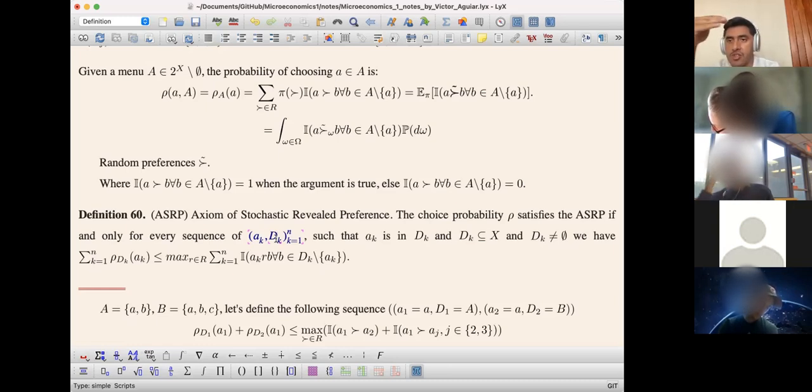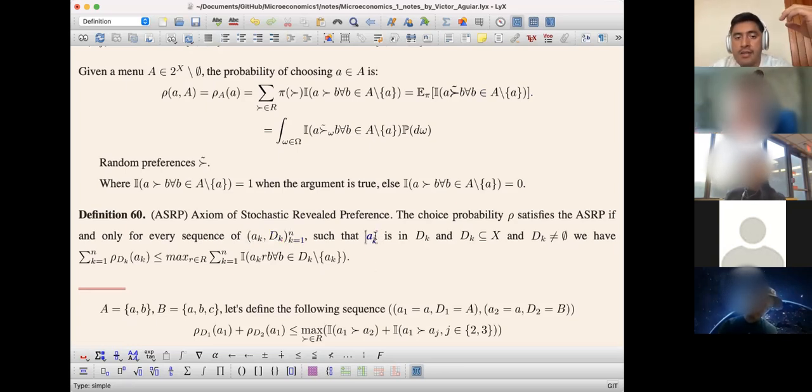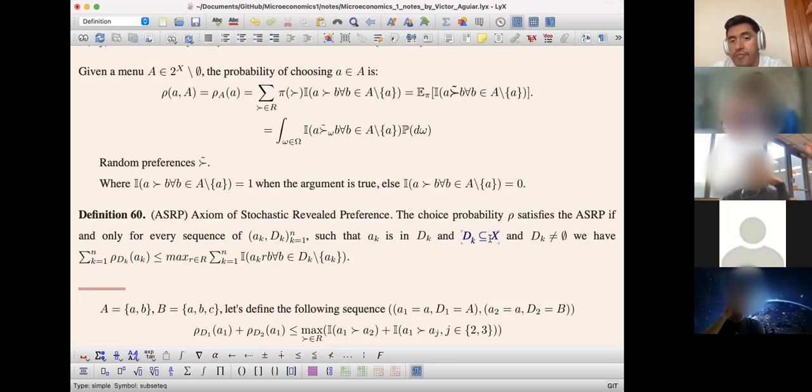So I just take a collection of alternatives and menus. I'm going to illustrate it in a bit with examples, so don't worry. But right now, try to understand abstractly what is happening, right? So now, the only restriction I have in this sequence is that the alternative a_k is inside capital D_k, right? And for capital D_k, the only restriction I have is that this is inside a choice set, okay? And it is not empty.